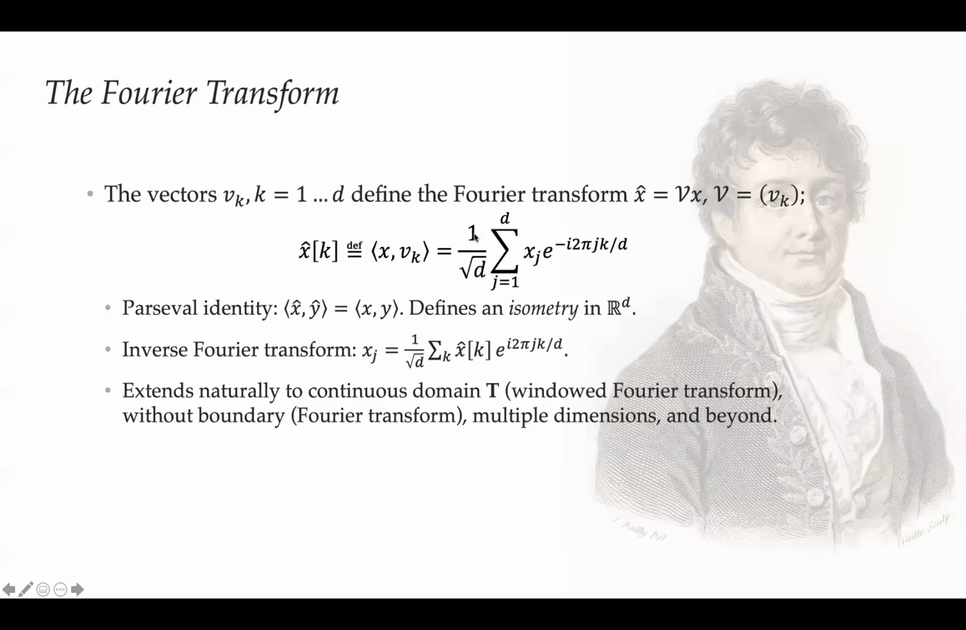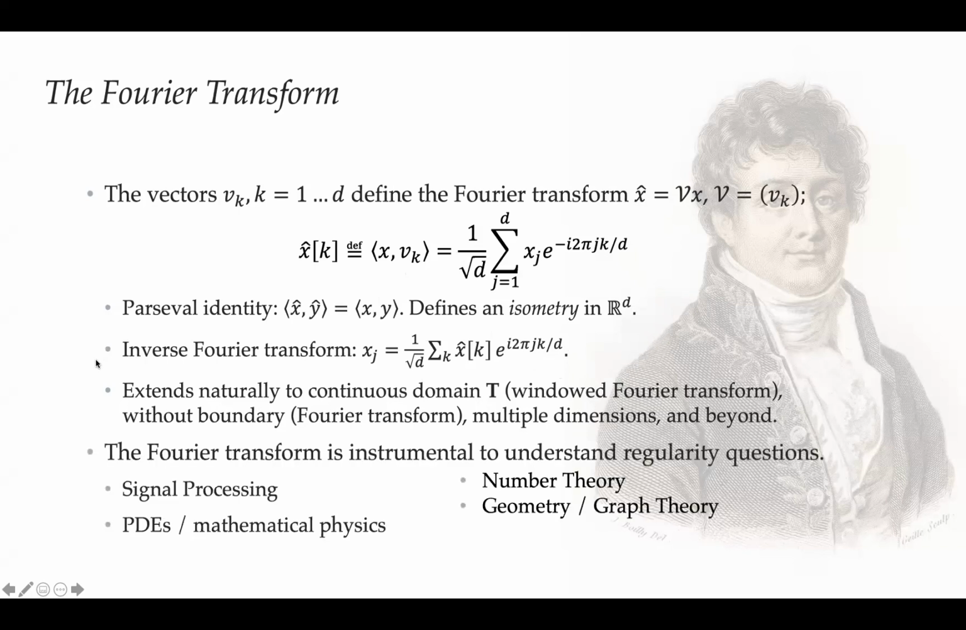And this definition that you see here, that works for the discrete case, admits natural generalizations to all the things that you can imagine, right? So the domain that is continuous admits a Fourier transform. Even if there's no boundary, there's a Fourier transform. If multiple dimensions, there's a Fourier transform, and beyond, right? So even if the signal is not even in L2, even if it doesn't have a finite energy, one can still define a Fourier transform. And it's no surprise that the Fourier transform is really instrumental in many areas of math and engineering, and even now machine learning. Signal processing, partial differential equations, mathematical physics, even in number theory, graph theory, many places.